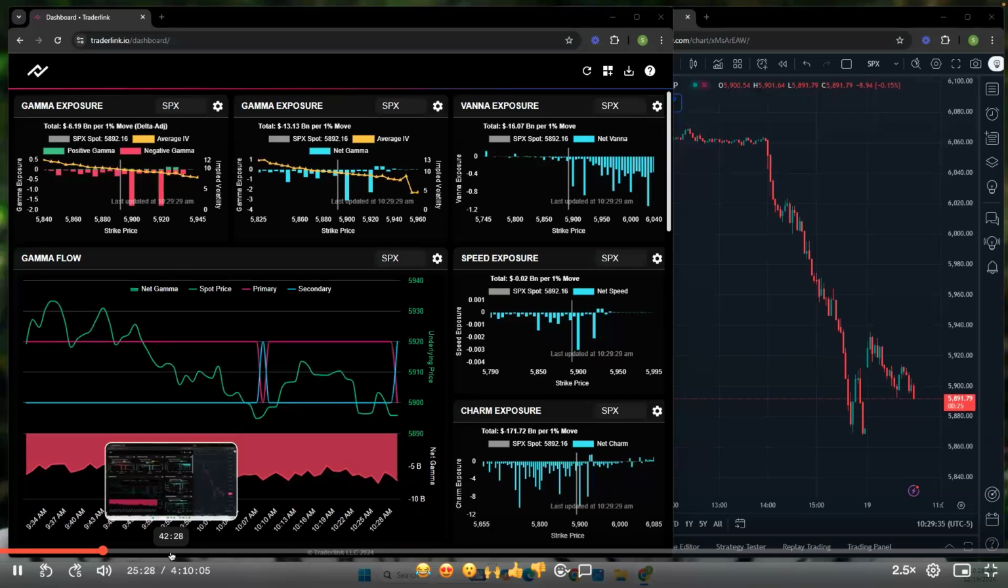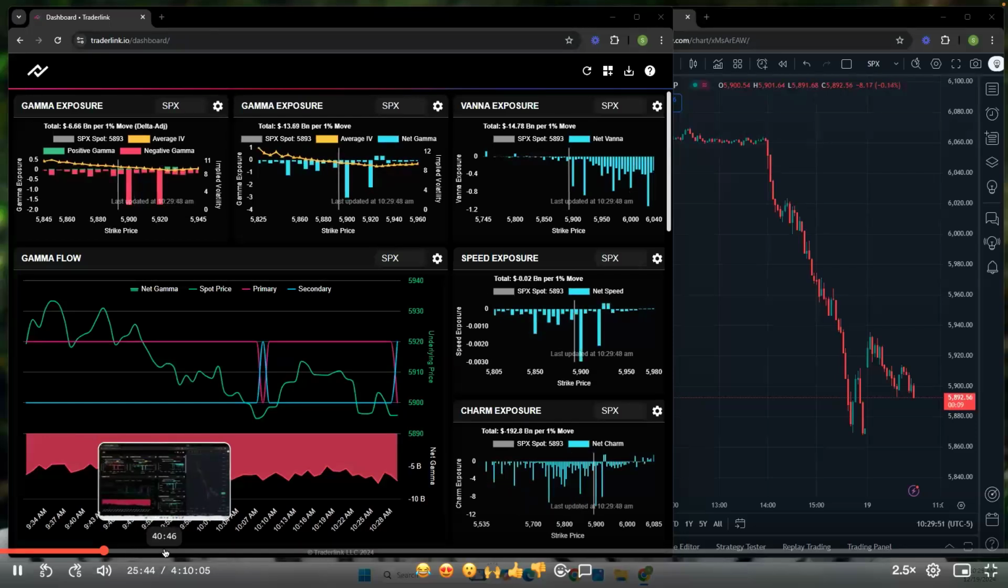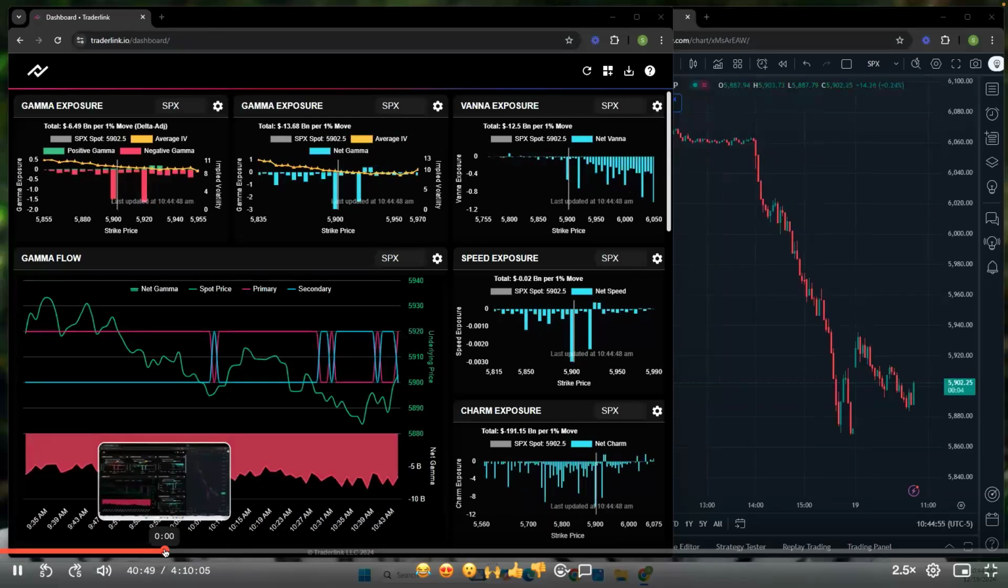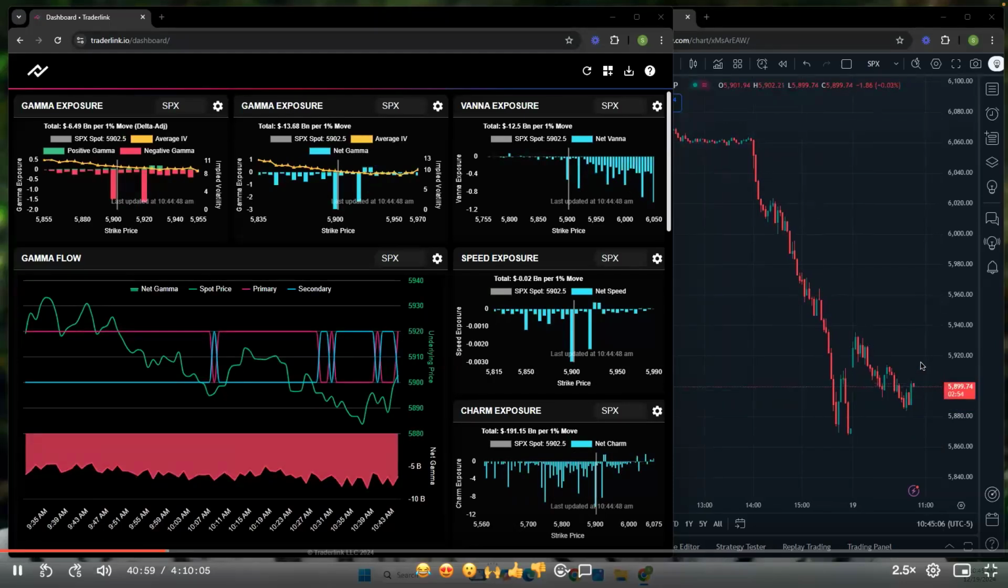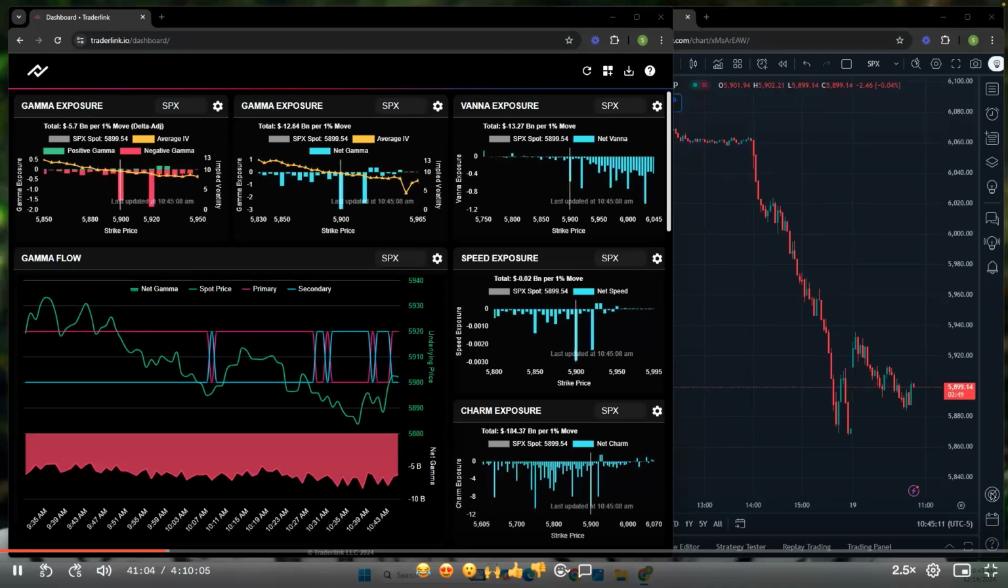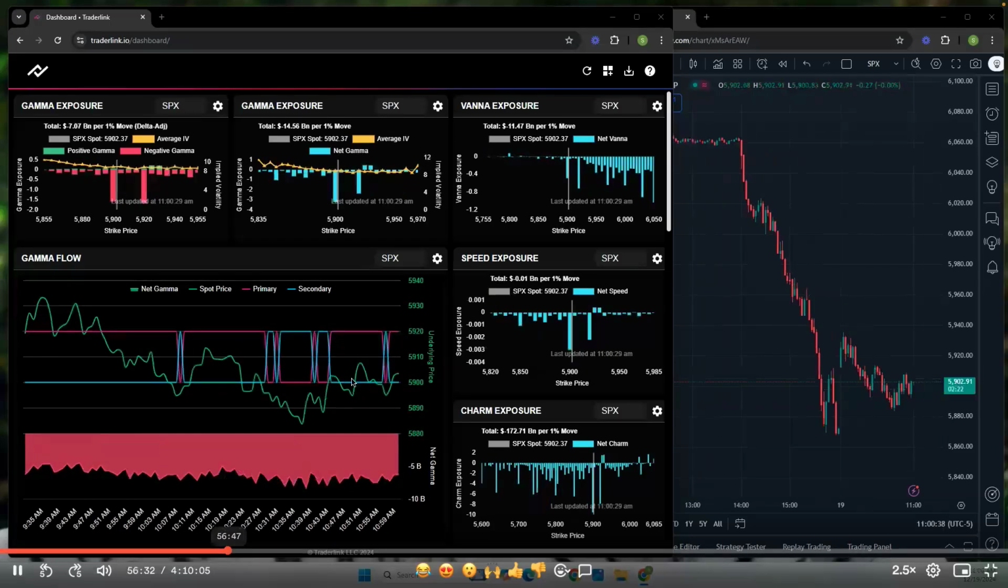So let's see. We rejected the 20 area off the open. Let's speed this up and see where we are. So we get to 5,900 and because this is a big attraction point, we might just bounce around for some time until it cleans up. And you can see the bouncing around here.